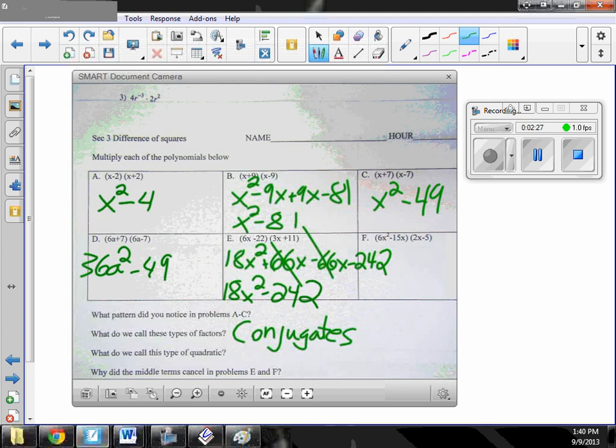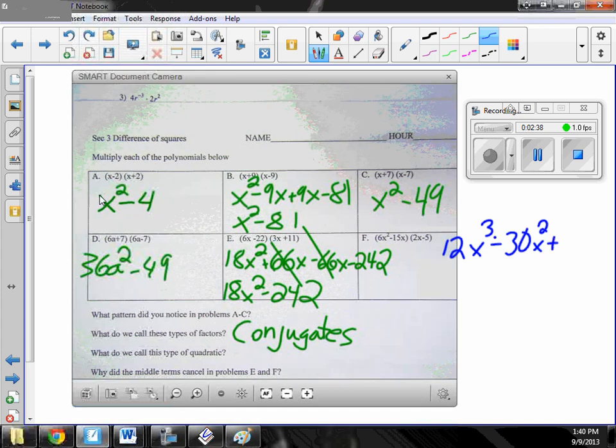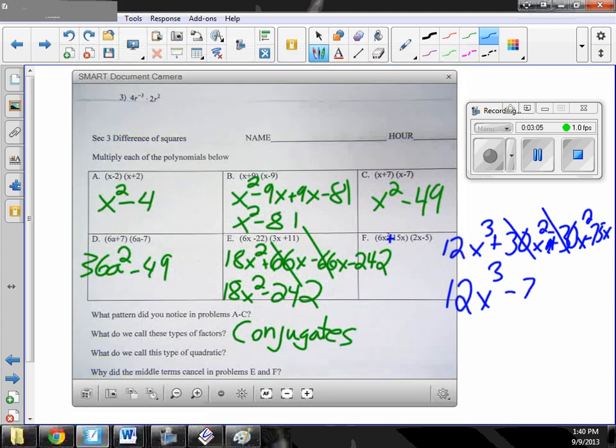If we look at part F, the same thing happens. 12x to the third minus 30x squared plus, oh, wait, change one of those signs. That's my fault. I'm sorry. Minus 30x squared. And then 15 and 5 is 90? Nope, 75. Sorry. Minus 75x. And notice the middle term cancels. 12x to the third minus 75x.